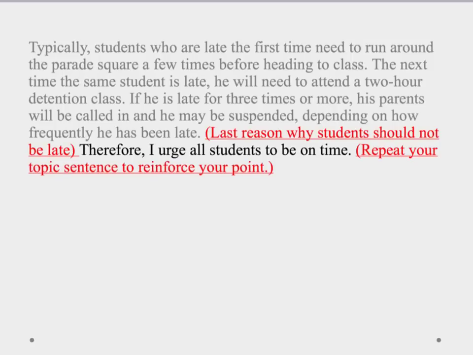And I repeat my topic sentence one more time. Therefore, I urge all students to be on time. This is reinforcing my point.